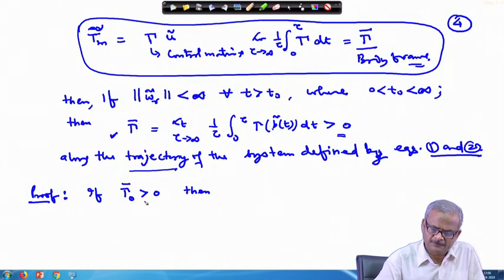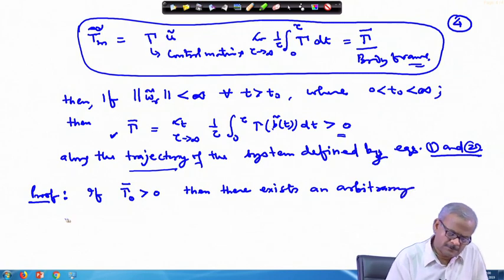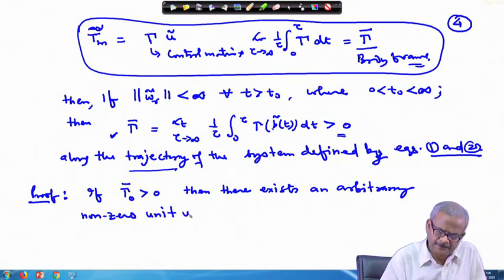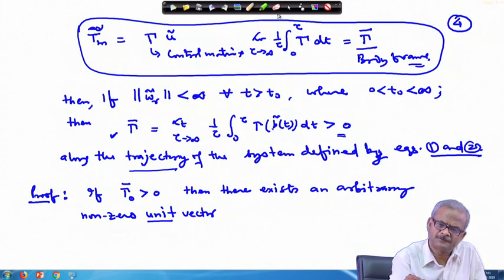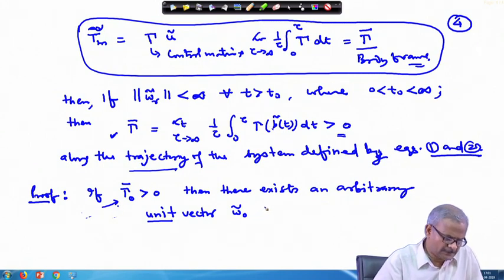If gamma bar is greater than 0, so it is a positive definite matrix, then there exists an arbitrary non-zero unit vector, or simply we can write it as a, because it is a unit vector and therefore, this will be non-zero of course. So, we simply write here the unit vector. Then there exists an arbitrary unit vector, we can name that vector as, let us say, w tilde 0. So, this is in orbital frame, okay. W tilde 0, this is a constant vector, arbitrary constant vector.